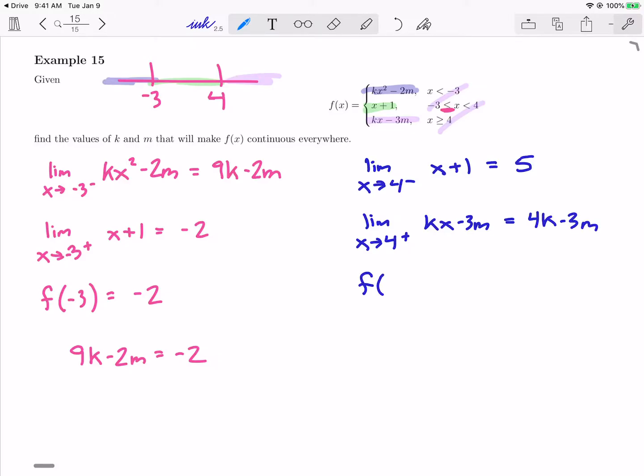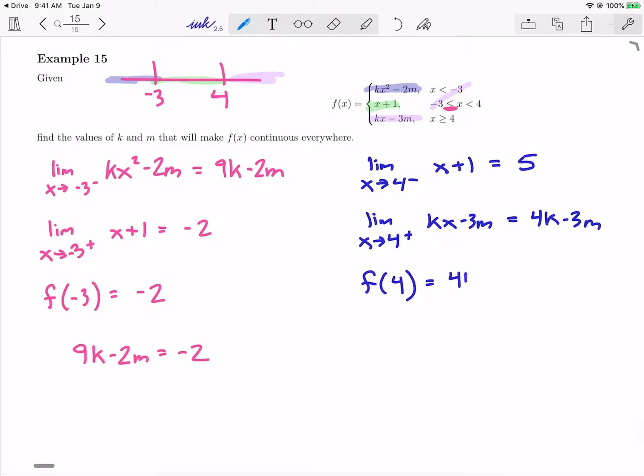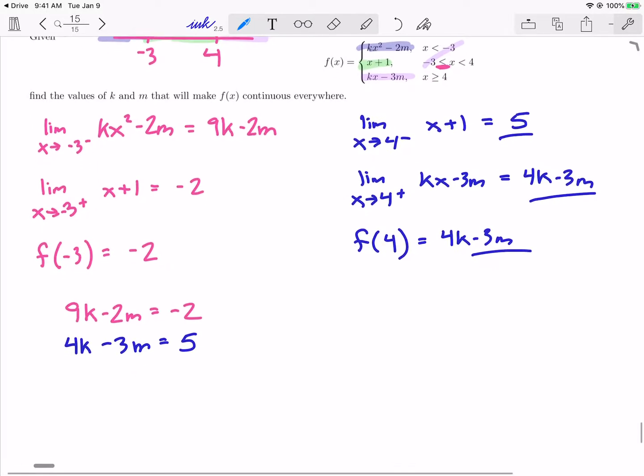And then finally I compute the function's value at 4. I had looked for that or equal to. So that's that bottom light pink. So that's again going to be 4k minus 3m. And so then all three of these things need to be equal, which means that 4k minus 3m is equal to 5. Now you can solve this as a typical system of equations.